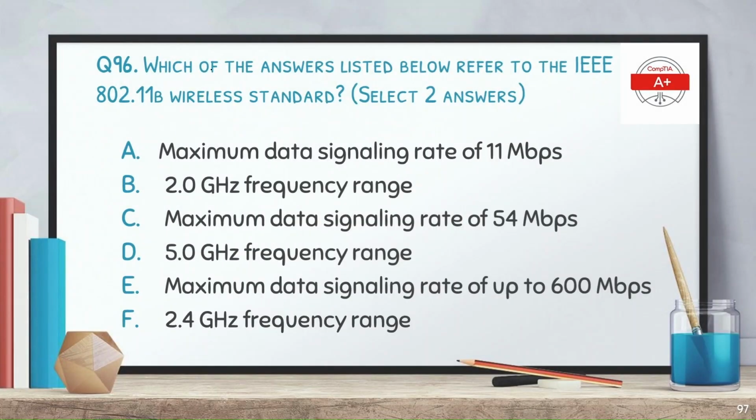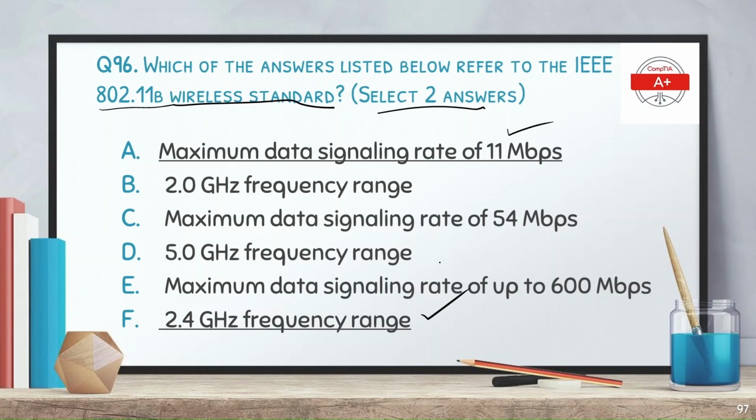Question number 96: which of the answers listed below refer to the IEEE 802.11b wireless standard? Again, we have to select two answers. We have already gone through the options, so let's get straight to the correct options. The correct options are that the 802.11b maximum data signaling rate is up to 11 Mbps and it uses the 2.4 gigahertz frequency range.